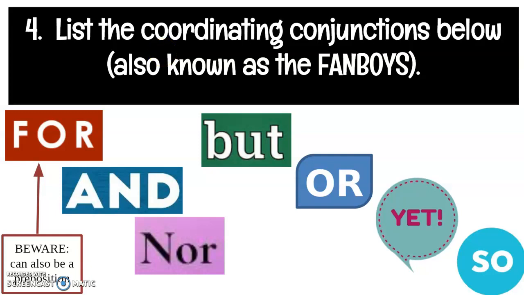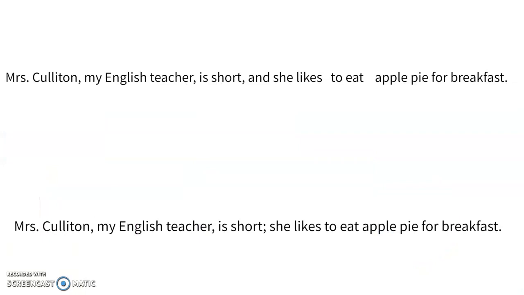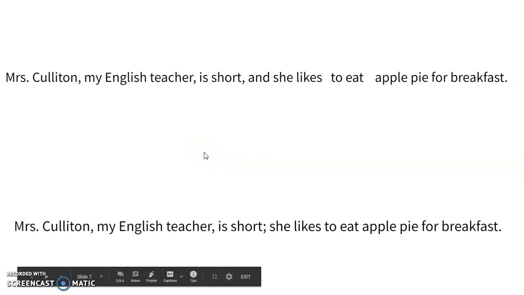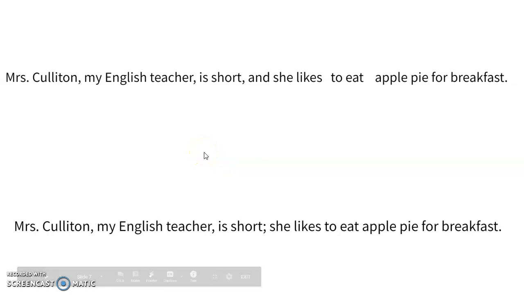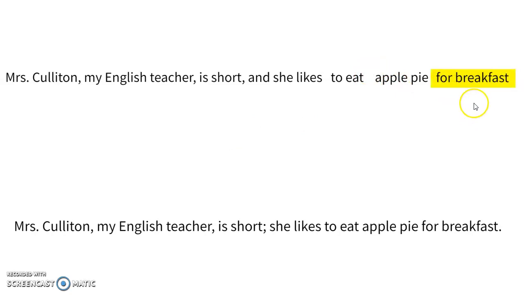So let's take a look at a sentence. I have the same sentence here, and what I want you to do is label it as I go through it. It says, Mrs. Culleton, my English teacher, is short, and she likes to eat apple pie for breakfast. So what we've been doing is going through and eliminating phrases. So we highlight prepositional phrases. We look for infinitives, to plus a verb. And then we can see there's a complement to eat what? To eat apple pie. So that apple pie becomes part of that infinitive phrase.